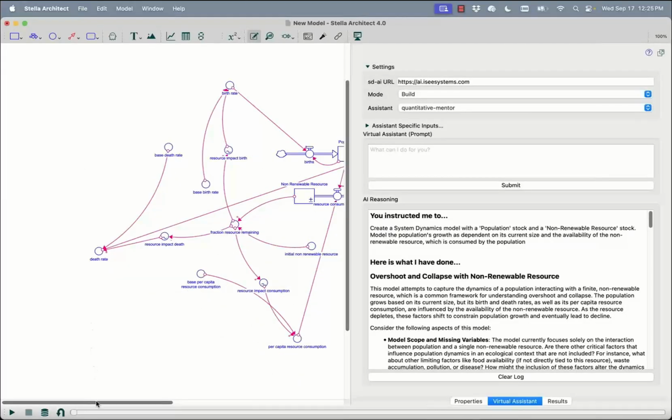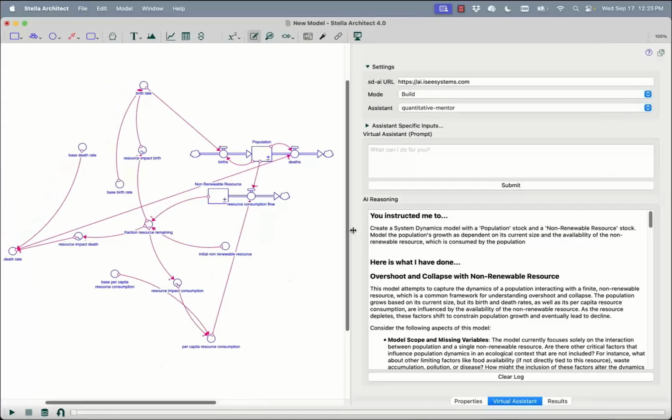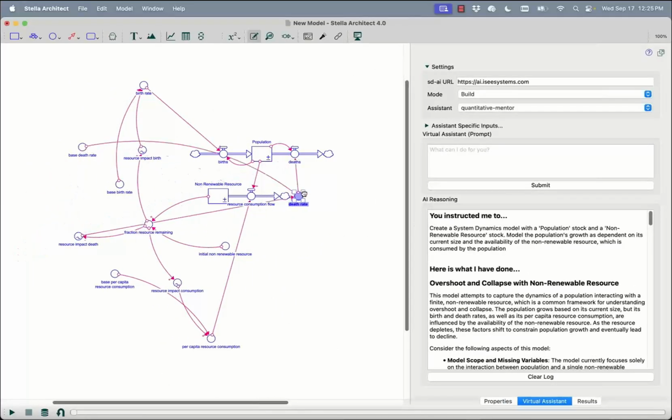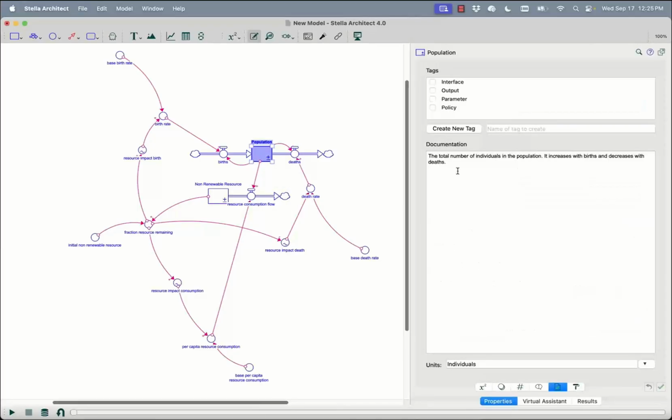Excellent. So in this case now, we got a model generated for us. And the diagram generation process isn't always the best, but it is at least functional. So I'm going to take a moment here, and I am going to reorganize this diagram just as a way of gaining a little bit of familiarity with the model that it has built. So we can see that we have our population with our births and our deaths. And if we hover over population, we can see that it's 100 individuals. And if we go into the documentation, we can see that it is now a documented variable.